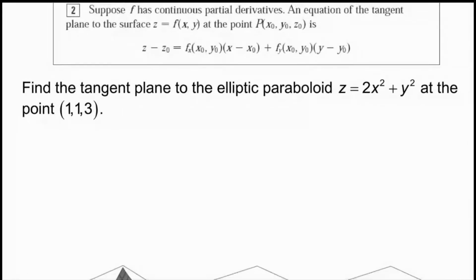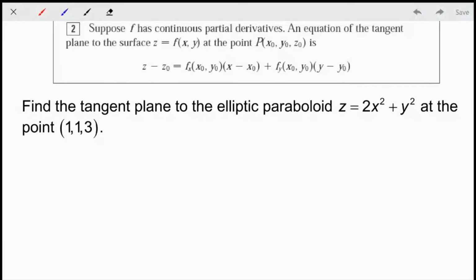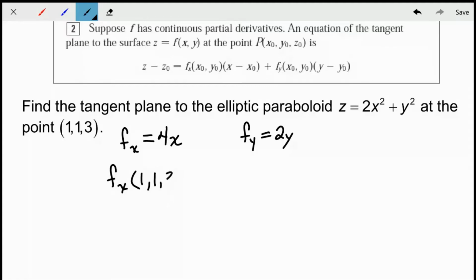So let's just go through an example of how this works. It says find the tangent plane to the elliptic paraboloid z is equal to 2x squared plus y squared at the point (1, 1, 3). Okay, so remember in calculus BC, we would find equations of tangent lines all the time. And this is really the same idea here. So I'm going to start with my partial derivatives. So my x partial is 4x, my y partial is 2y. And if I evaluate this x partial derivative at the point (1, 1, 3), I'm going to get 4. And if I evaluate this y partial at the point (1, 1, 3), I'm going to get a value of 2.